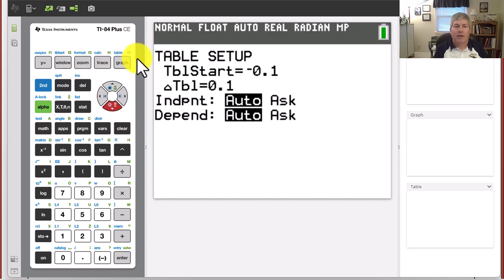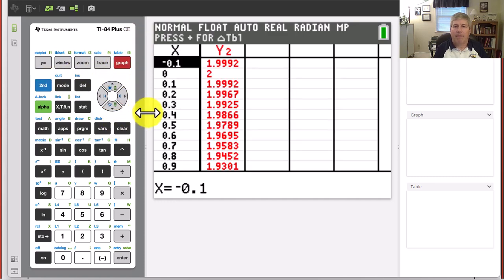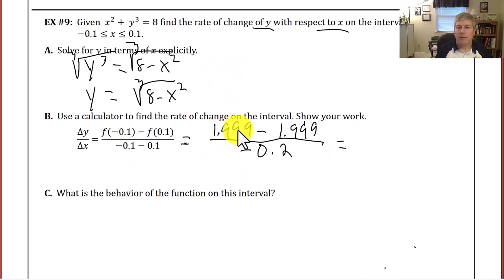And it gives us 1.999 for f of -0.1, our y value, and 1.99 for 0.1. And we'll see here that the difference between those two is 0. So our numerator is going to shake out to be 0. So we get 0 over -0.2, which is just 0. So our slope, it appears, at the origin, or as we approach the origin, is going to be 0. So it's going to be a flat line there when x is around 0.